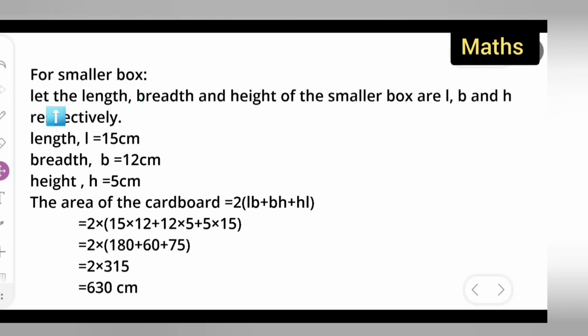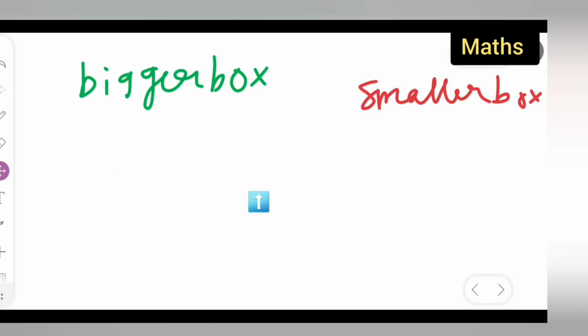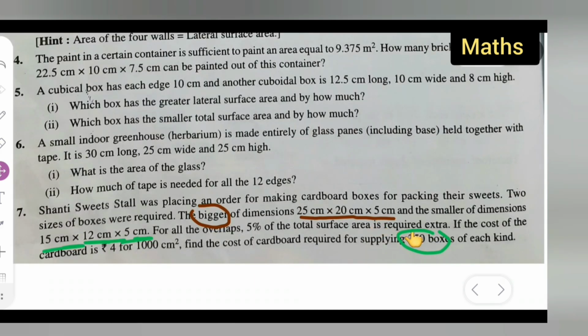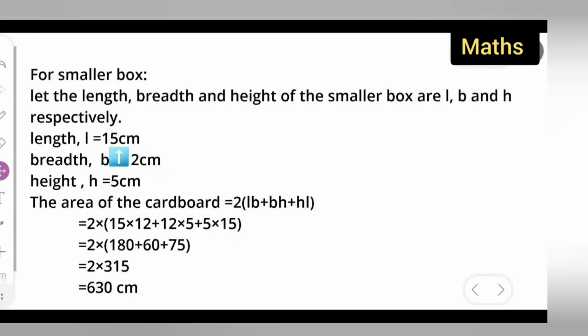For smaller box, let the length, breadth and height of the smaller box be small l, small b and small h respectively. Length is equal to, for smaller box, what was your length? For smaller box, your length was given to be 15, breadth was 12 and height was 5 centimeter.